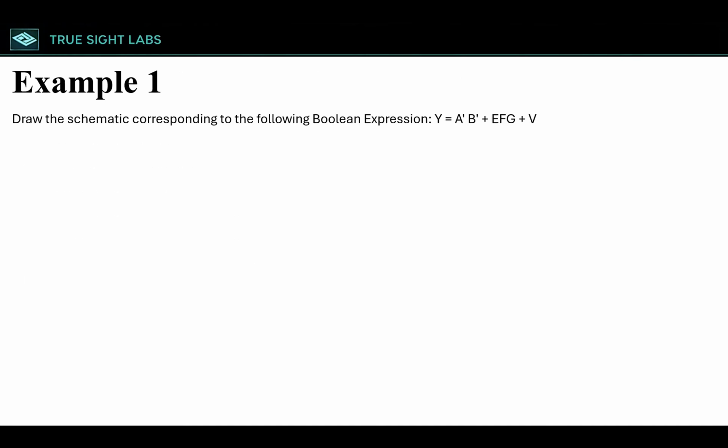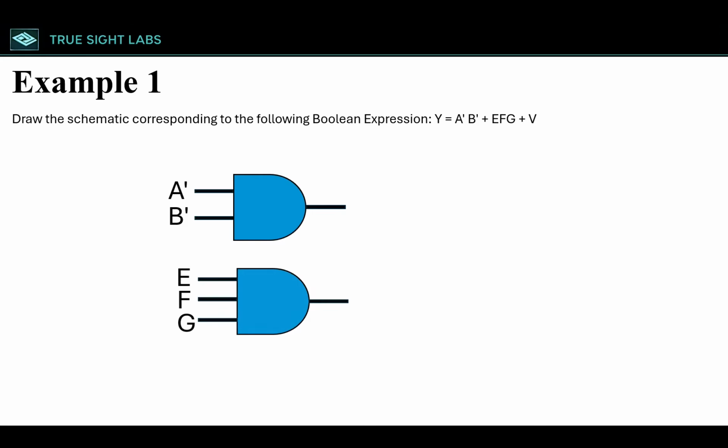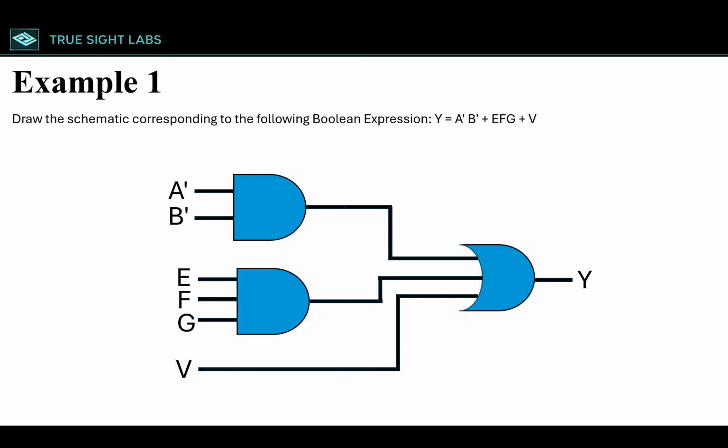So how does this example work? Well, if we look at the expression, there are 3 terms separated by plus signs. The first term is a prime b prime, so we draw a 2-input AND gate using a prime and b prime. The second term is EFG, so we draw a 3-input AND gate using E, F, and G. And the third term is just V by itself, so that term doesn't need an AND gate. It is already a single signal. Next, we take the output of each term and feed all of them into a single OR gate. That OR gate produces the final output Y.